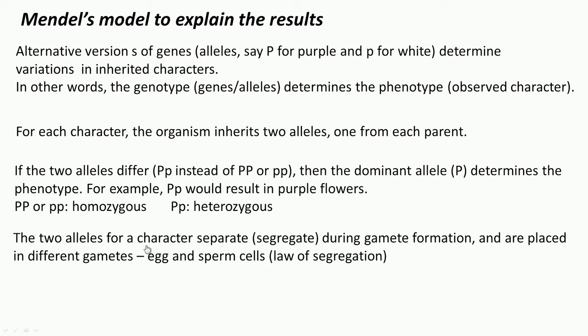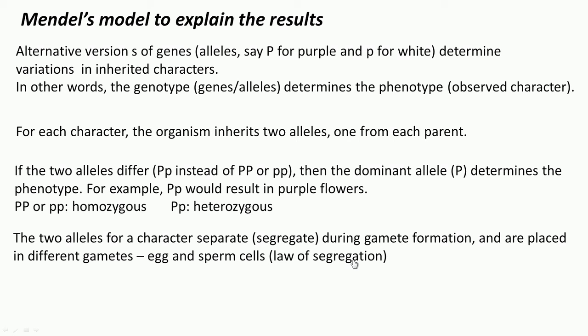The 2 alleles for a character separate out or segregate during gamete formation, right. You would have gone through meiosis, so you know what a gamete is. This is what results during the cell division that is gone through by the germ cells. Here we are talking about the separation of the 2 alleles, and what Mendel said was that they segregate during gamete formation and are placed in different gametes, so the egg and the sperm cells. And this is called the law of segregation.